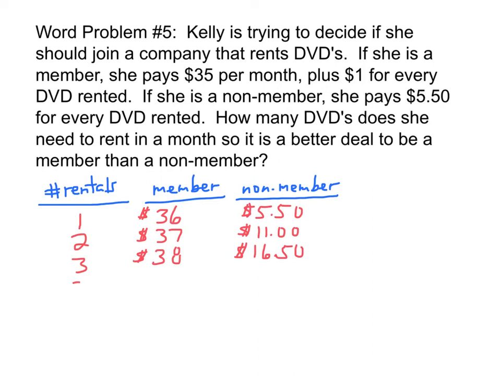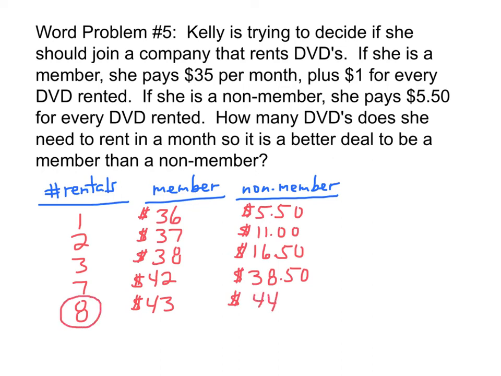Let's say we get to the 7th rental. The 7th rental as a member means that she's going to pay $42, and a non-member would pay $38.50. The eighth rental, Kelly would pay $43, but the non-member would be paying $44. So, as long as Kelly is going to have 8 rentals, it would be better to be a member than a non-member. However, there is another way to figure out the answer rather than going through and doing all that work.